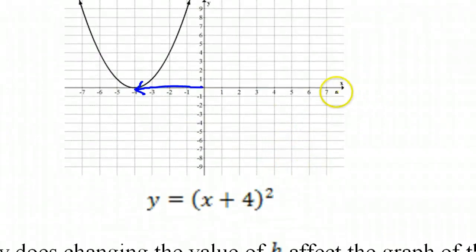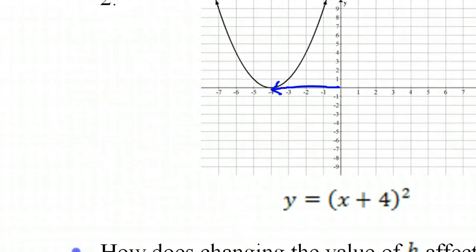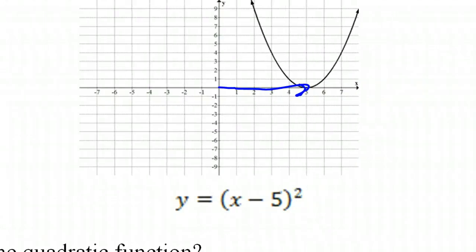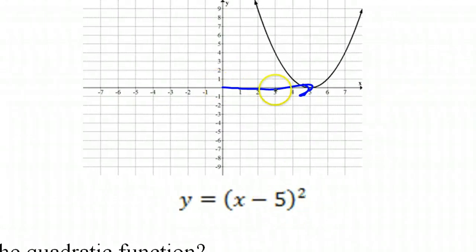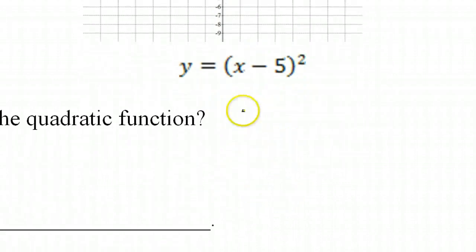Normally we're used to thinking of positive things moving to the right and negative things moving to the left. But this is sort of the opposite of what you're used to. So just really absorb that. When it's positive 4 in here, you go left 4. And when it's negative 5, you actually go to the right by 5.